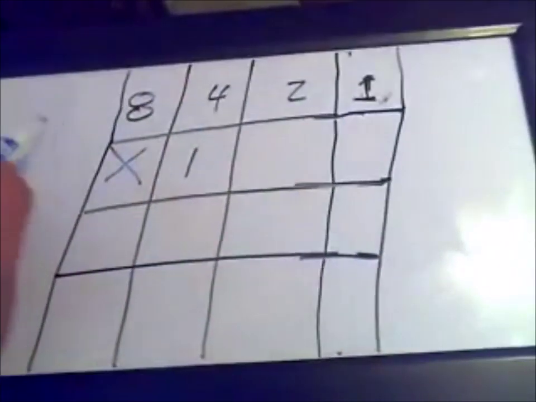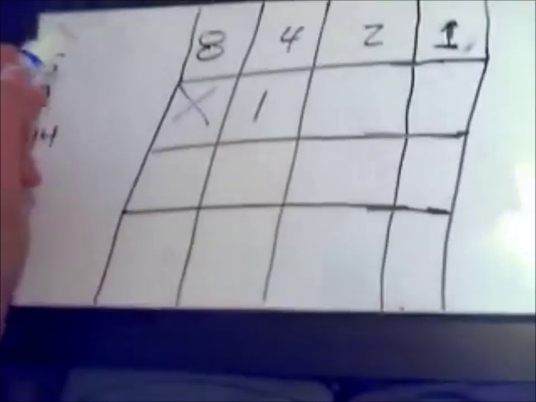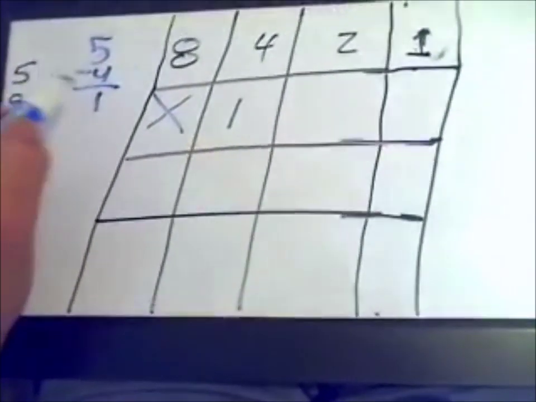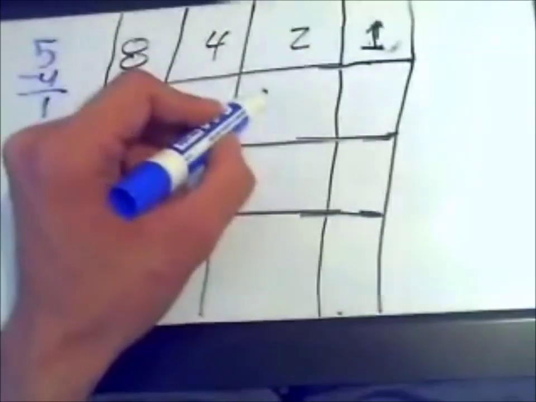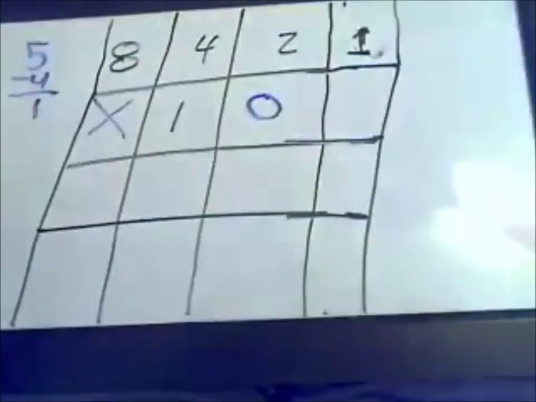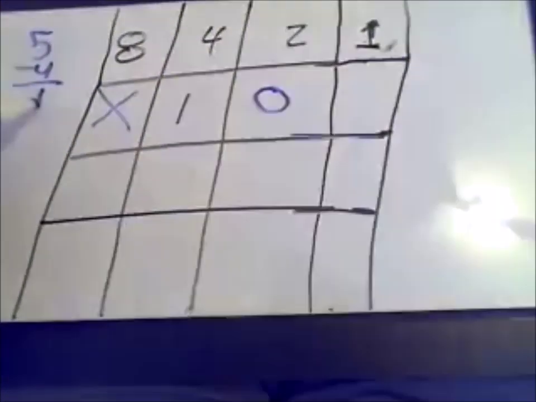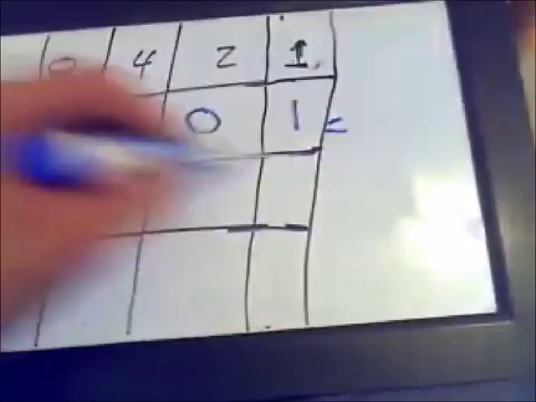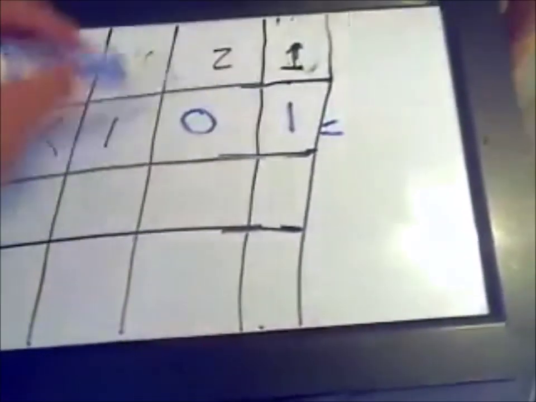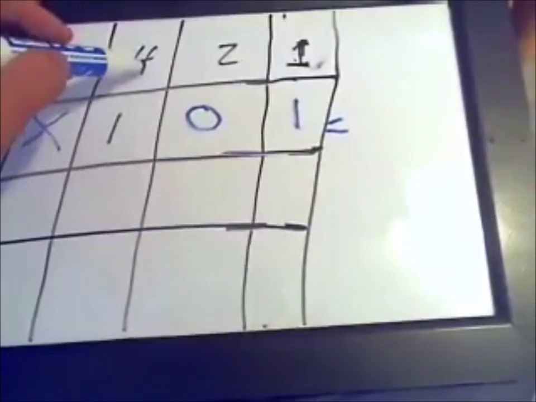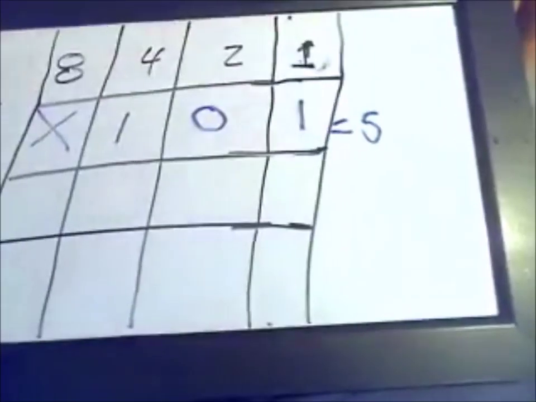Well, if we're using all of this 4, we have our original number of 5, and we subtract the 4 we just used, and we end up with 1. Well, if we have 1 remaining, we come down to the 2. We can use some of the 2, but we cannot use all of it. Since we can't use all of it, we use none of it. And then we come back over here to our 1. We can use all of it, and we do. So we end up with 101. Now, how do we know that 101 is equal to 5? Well, let's find out. We use one 4 and one 1, and no 2's: 4 plus 1 is 5.